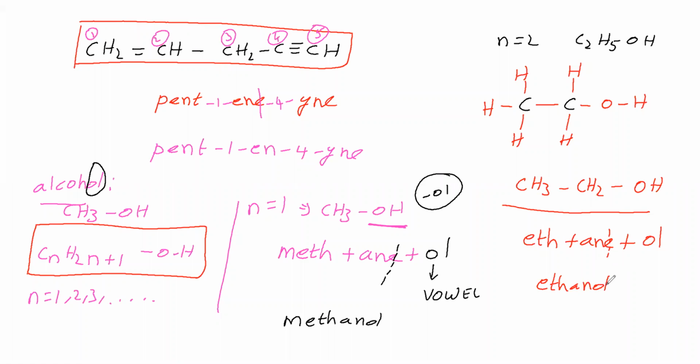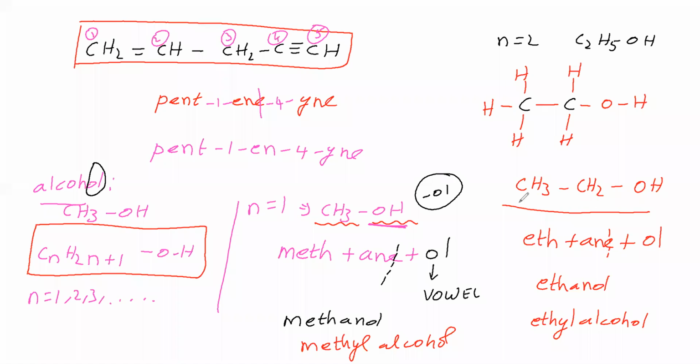We are discussing IUPAC names. For this ethanol, a common name is also there, meaning the generally called name: ethyl alcohol. Like this, for methanol the common name is methyl alcohol. Why? Because CH3 is called methyl, and OH is called alcohol. Therefore methyl alcohol is the common name.